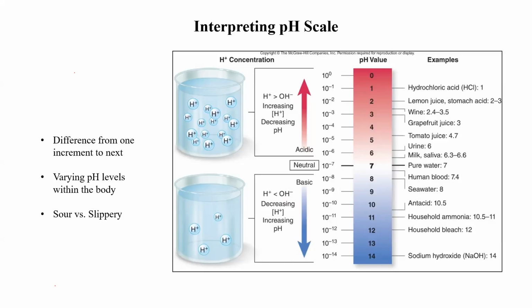Now, one of the things that I want you to be able to do is to know that the difference between the numbers on the pH scale is a log difference. When we say a log difference, what it means is that the difference is 10 times. So from 0 to 1, it's 10 times. From 0 to 2, it's 100 times. From 0 to 4, it's going to be 10, 100, 1,000, and 10,000, right? So the difference between these pH values in hydrogen ion concentration is different by a magnitude of 10. Okay, so you should be able to interpret that.